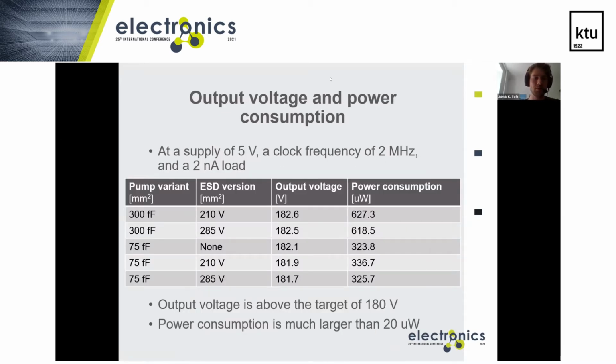So the output voltage and power consumption of the different charge pump variants and ESD versions is listed in this table, and all implementations managed to reach above 180 volts from the 5-volt supply when clocked by a 2 megahertz clock. The power consumption, on the other hand, is significantly more than the 20 microwatts that was the target, where the 75 femtofarad version consumes 330 microwatts, and the 300 femtofarad version consumes 620 microwatts.